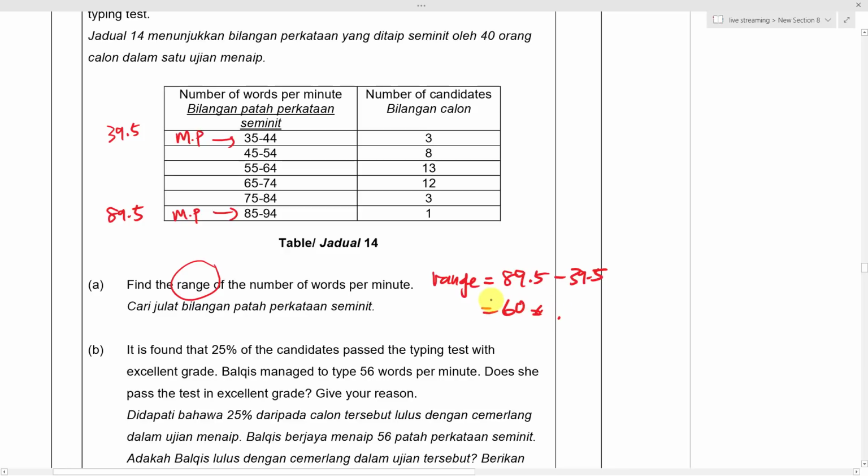Alright, so let's move on to the next one. It's found that 25% of the candidates passed the typing test with an excellent grade. So this girl actually managed to type 56 words per minute. Does she pass the test with the excellent grade or not? You should know the 25% who pass get grade A, so this one means the top 25%.